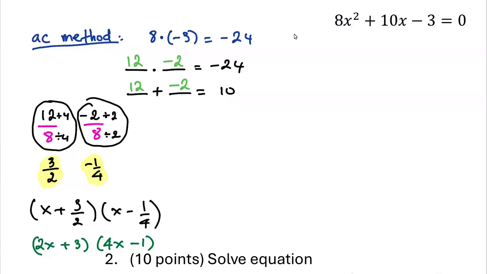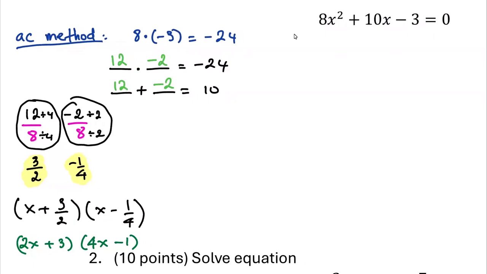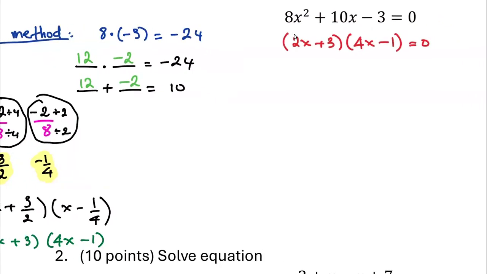So if you go back to the problem, this is your main problem, okay? You can factor that to be 2x plus 3 times 4x minus 1 equals 0. And you can separate them. So I have 2x plus 3 equals 0, and 4x minus 1 equals 0.